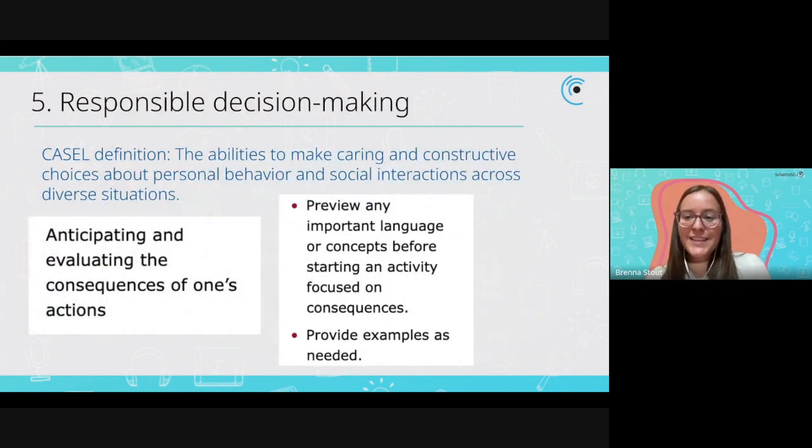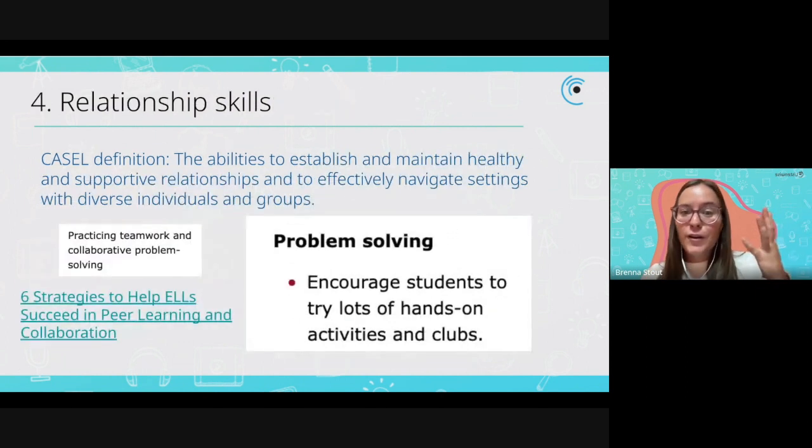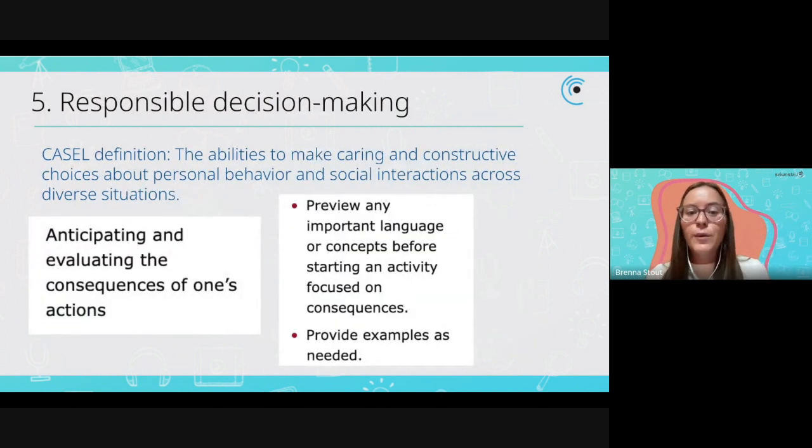And last but not least, once they're able to make relationships and build them, how do we then have responsible decision making? With middle schoolers, this is so important in letting them know what is responsible and how do I make that conscious decision. So, the ability to make caring and constructive choices about personal behavior and social interactions across diverse situations. So anticipating someone's actions, making sure students know the consequences, setting expectations, and providing lots of examples.